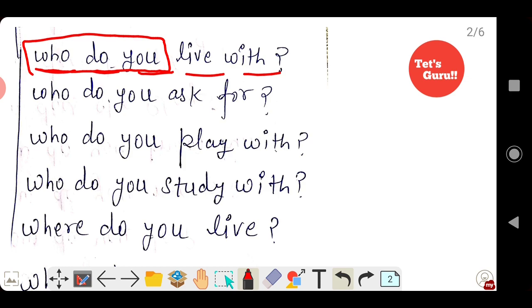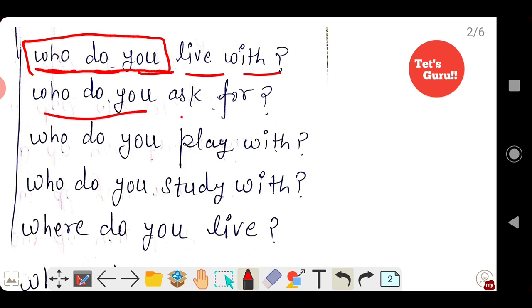Who do you live with? Just speak it over and over again. Who do you live with? Who do I live with? You can make it. Who do they live with?